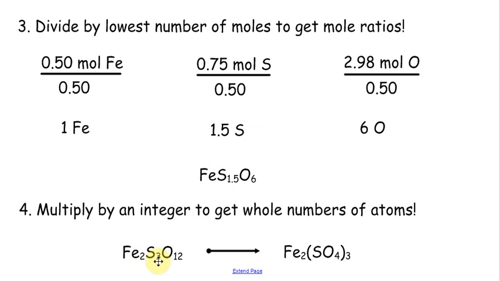2 atoms of iron, 3 atoms of sulfur, 12 atoms of oxygen. And then this answer is not wrong, Fe2S3O12. It's just not written in the best possible way. The best possible way is my iron(III) sulfate here, written like this.